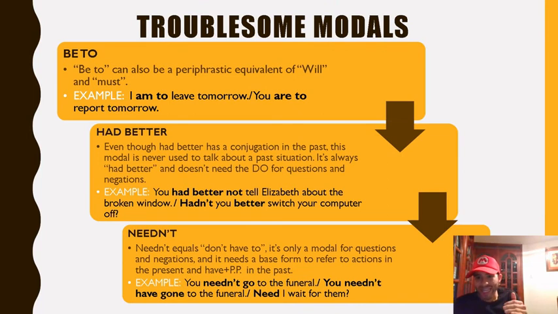Now let's go with had better. Had better, remember, it never changes. It has this word had that means past because it's the past conjugation of the verb to have, but it refers to a present situation. And it never changes. It's a frozen formula. It never ever changes. So you had better not tell Elizabeth about the broken window, or you should not tell Elizabeth about the broken window. They mean the same.